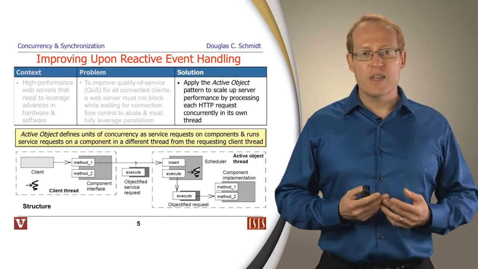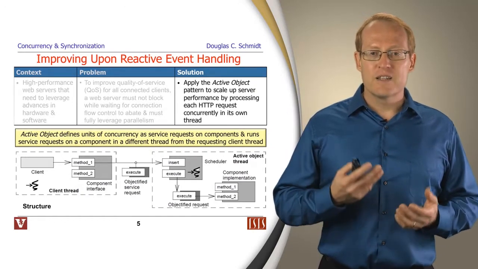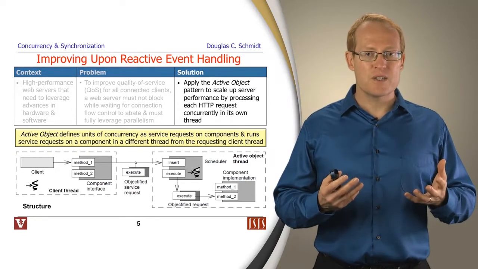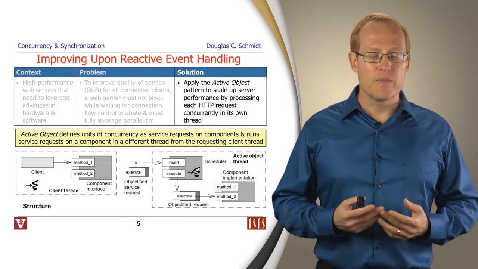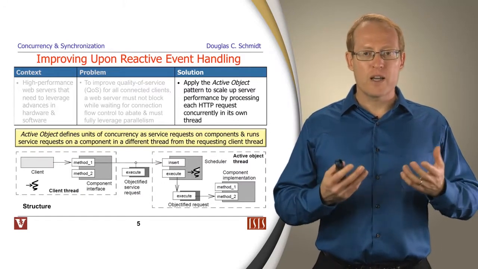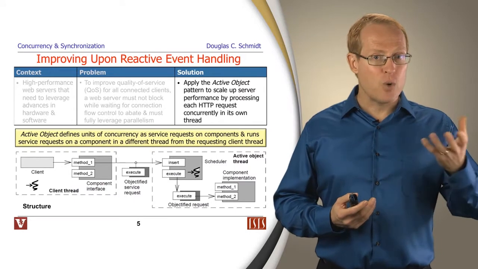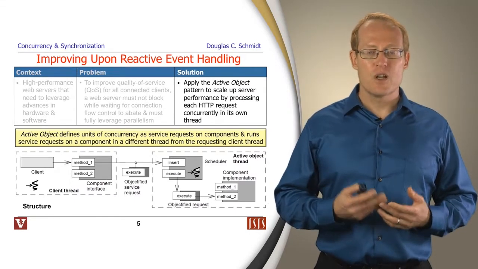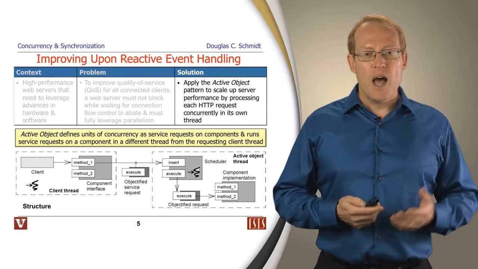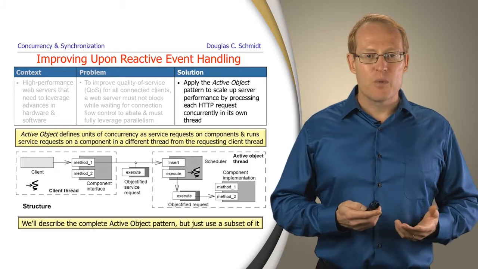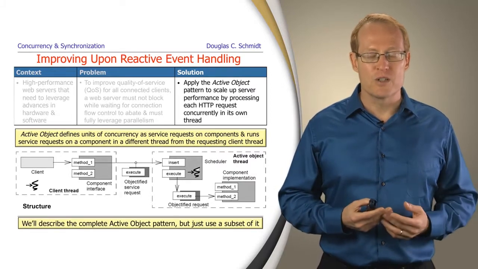In general, the active object pattern defines the units of concurrency to be service requests that are run on a component. And it arranges to have these requests for service work in a manner where the method that requests the service is decoupled from the method that executes the service. So those can run concurrently. We're going to talk about a number of different ways in which this pattern can be implemented, and we're going to start by talking about the structural dimensions at first.